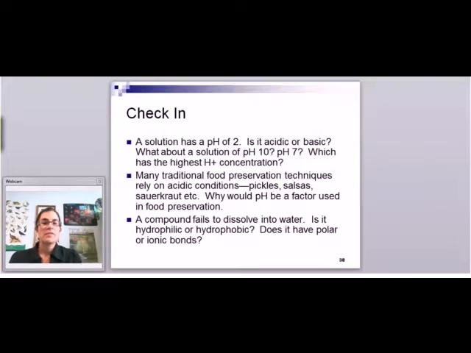So we'll wrap up this discussion with a little bit of review. A solution has a pH of 2. Hopefully you know that would be acidic. Solutions of pH 10 would be basic, and pH 7 would be neutral. Remember, there's an opposite relationship, so the lowest pH value has the highest H+ concentration.